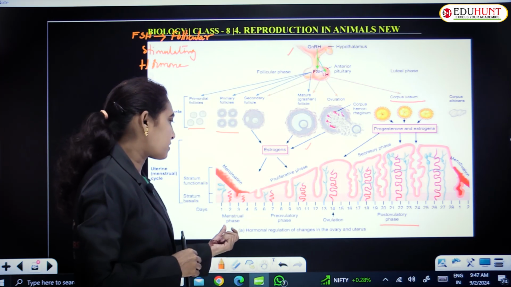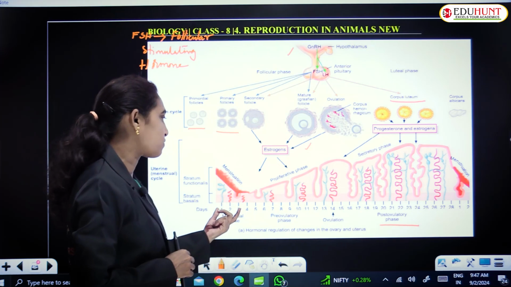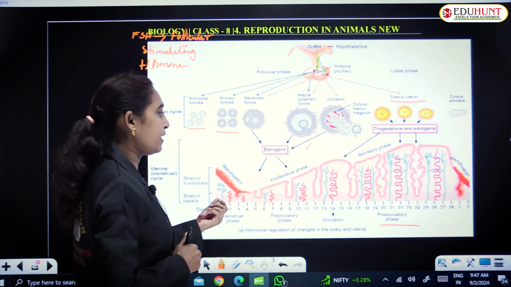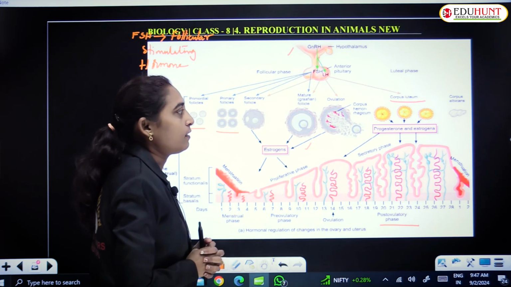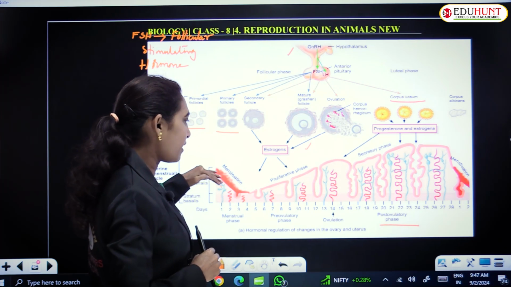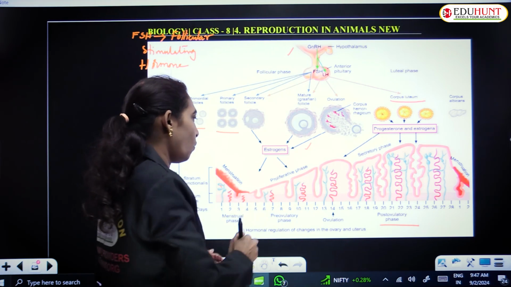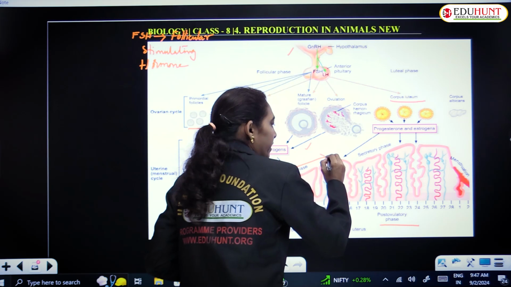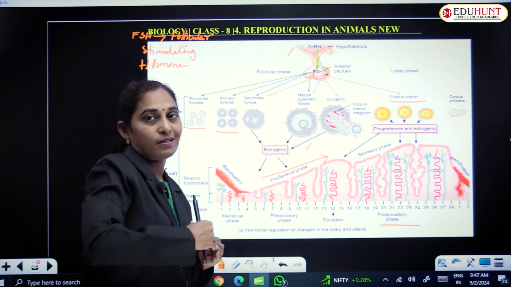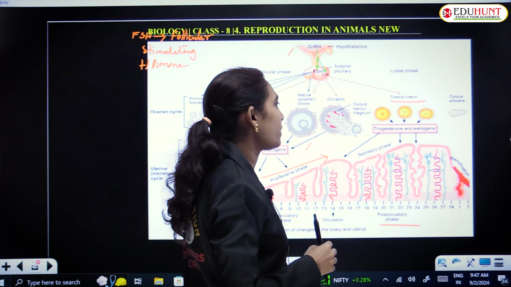In the first phase, we have already seen that there are 3 phases in the menstrual cycle. The first phase is the periods, the bleeding phase. During the bleeding phase, estrogen is present, and estrogen gradually increases up to the ovulation phase. This is the proliferative phase. Up to the ovulation phase, the estrogen levels increase.